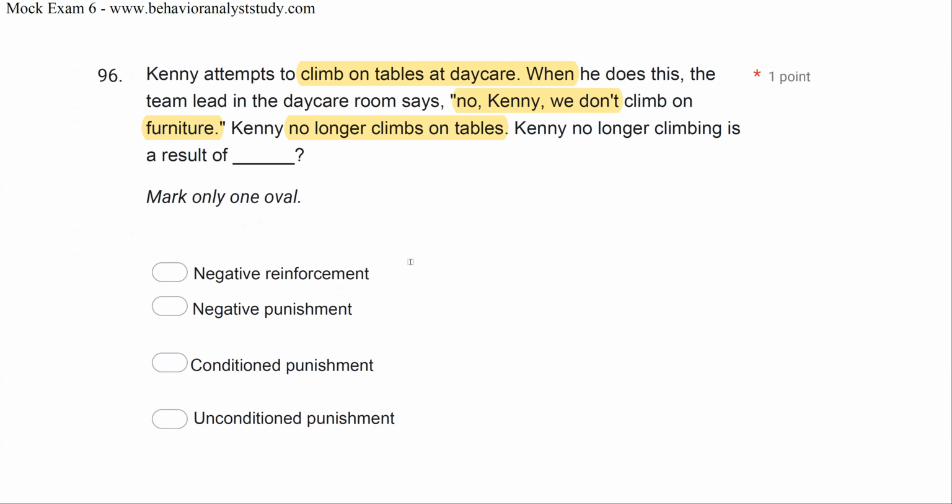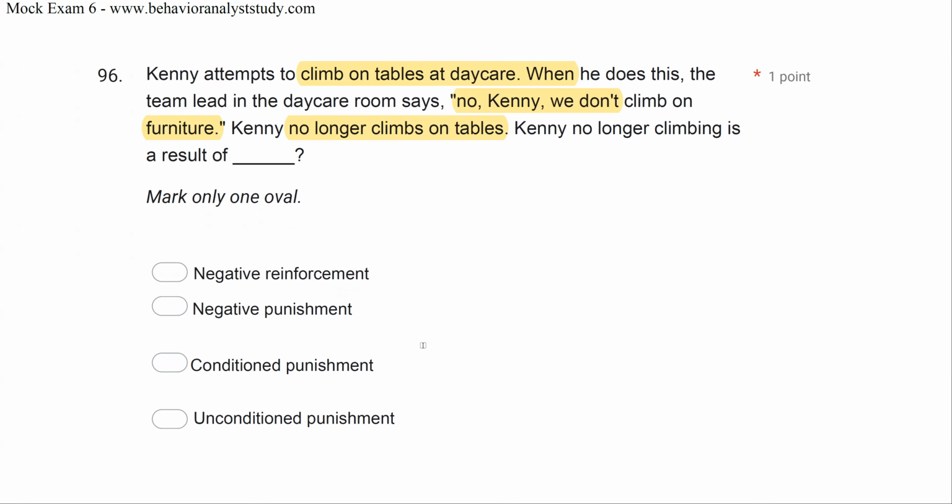A, negative reinforcement. We know it's not reinforcement because Kenny's behavior decreased. A is out. B, negative punishment. Well, it is punishment, right? But it's not negative. It's positive. Something's been added. B is out. So now we don't have our prediction. We said positive punishment. It's not there. That's okay. We made a good prediction. Let's find our next best answer.